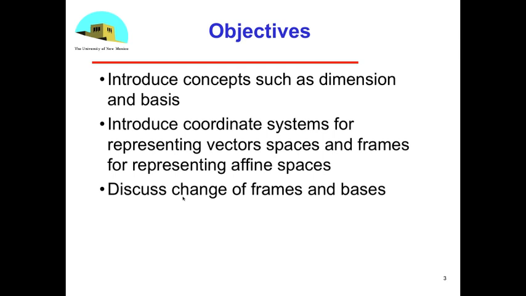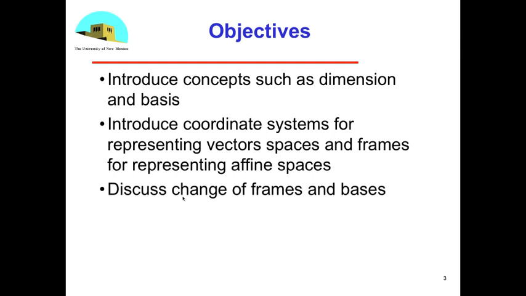So we're going to introduce first in this lecture concepts such as the dimension of a space and basis vectors for that space. And then we'll also look at the difference between vector spaces and their representations, and frames and their representations. We'll see that we need more than what's in a vector space, which is just vectors and scalars. Remember, we added points to get what's called an affine space. That's called a frame. So we'll need to talk about how we change frames and how we change the basis vectors in those systems.